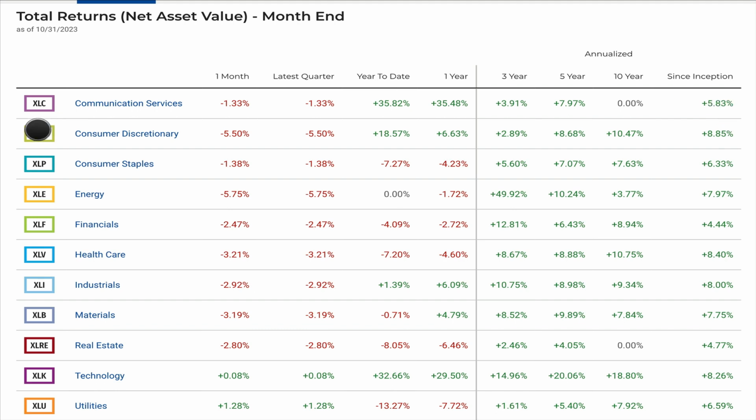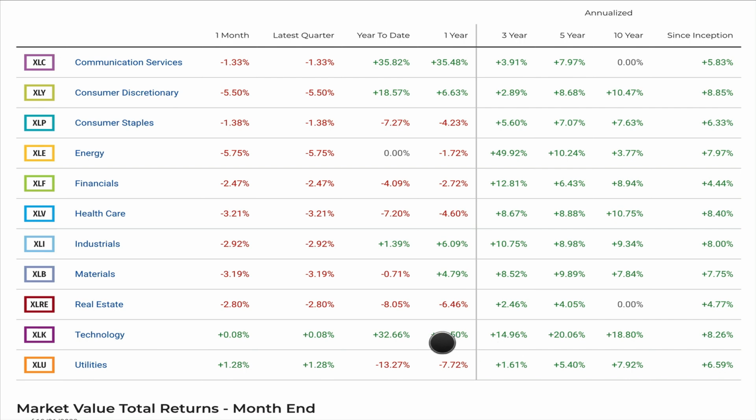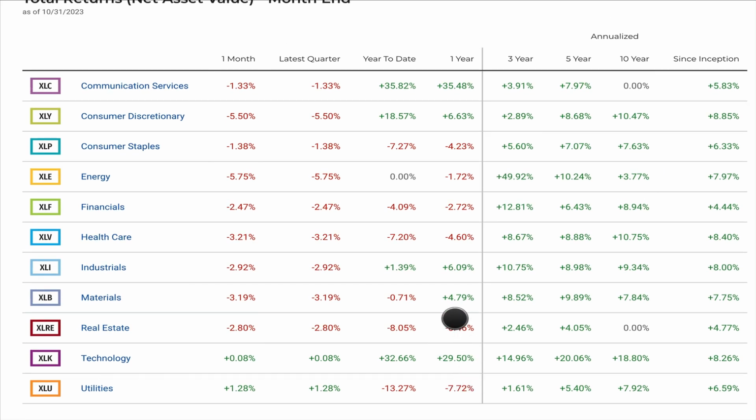We look at actually all returns. We can see here communication services is 5%. Consumer discretionary is 8%. Consumer staples is 6%. Energy is 7% since inception. Since these funds were incepted, or if we look at year to date and one year, we can see communication services has amassed a 35% return. Consumer discretionary is 6%. Technology is 29%. But everything else, like utilities right now, is 7%, and altogether since inception has only returned about 6%.